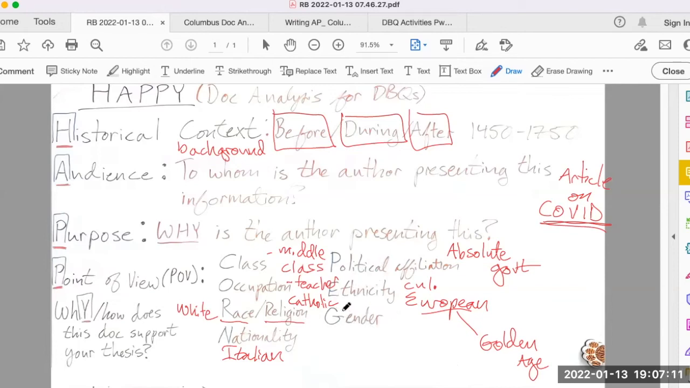But then you have Christopher Columbus's gender. So go ahead and take a moment to pause the video and write down what Christopher Columbus's gender was.